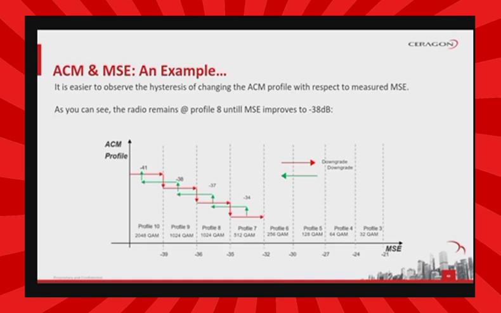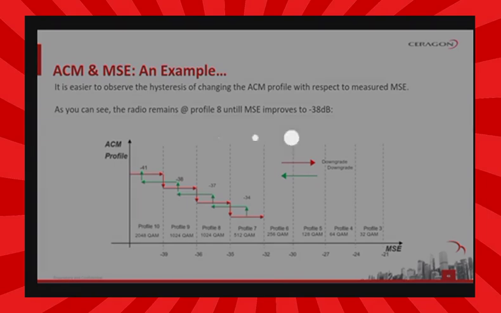In the graphic it is easier to observe the hysteresis of changing the ACM profile with respect to the measured MSE. As you can see, the radio remains at profile 8 until MSE improves to minus 38 decibels.